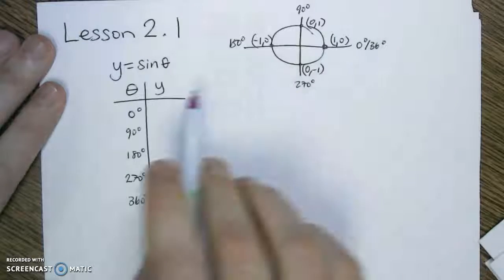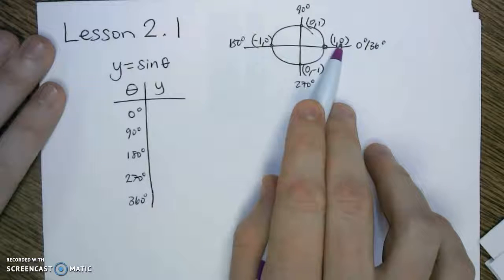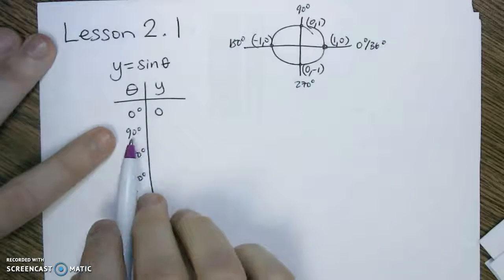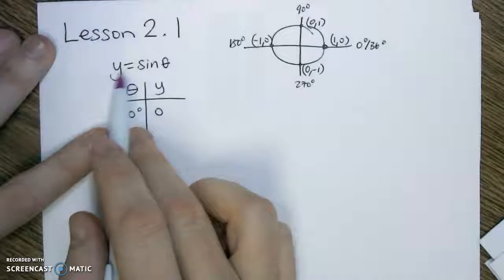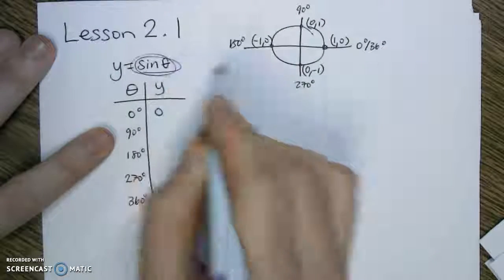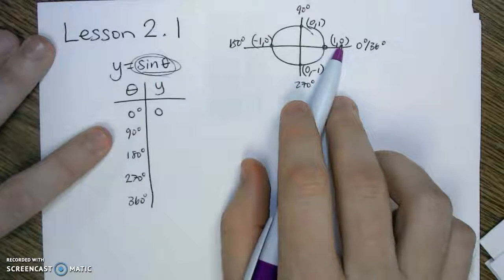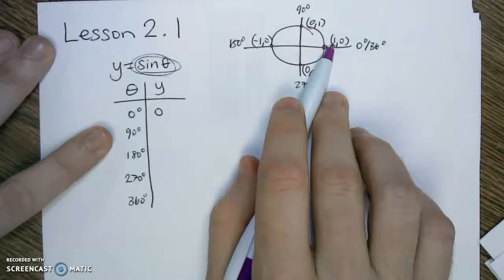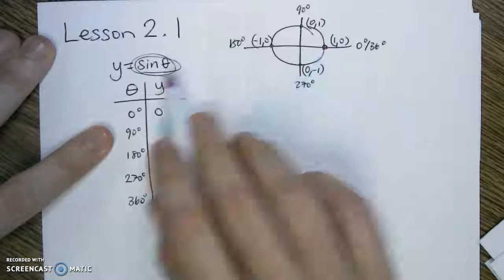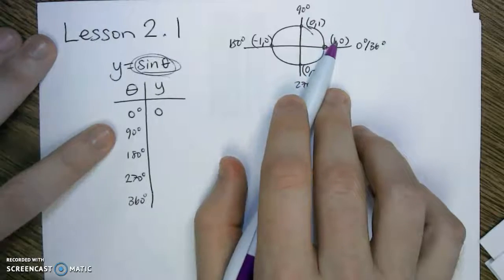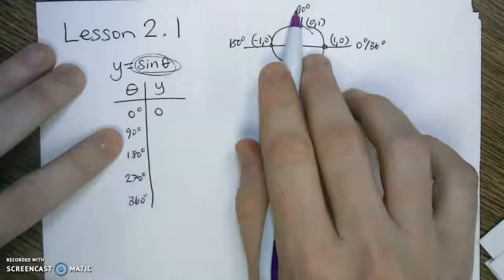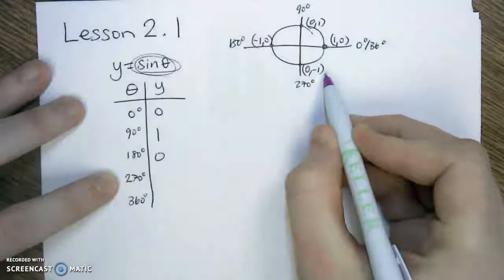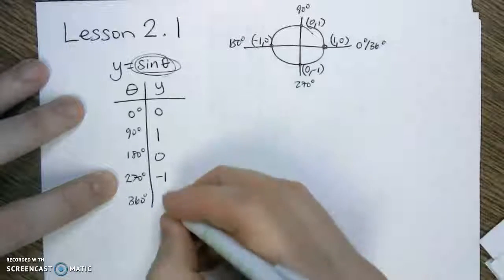So the y value at 0 is 0. And we're choosing y because it says y equals, but we're taking the sine, so we're choosing the y value because it's the sine number in this ordered pair. So if I was doing cosine, it would be 1, because we're doing cosine, it's the x value. But so sine is 0, sine here is 1, sine of 180 is 0, sine of 270 is negative 1, sine of 360 is 0.